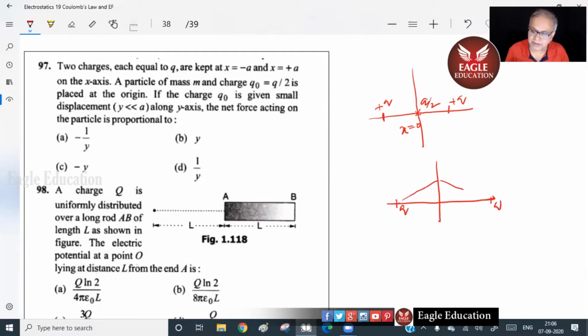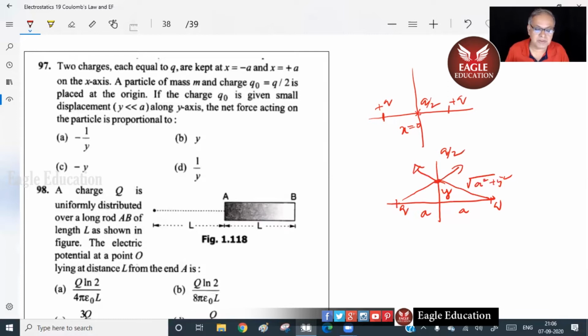But let me say this went by Y. Force here will be this way due to this. This way due to this. This charge is what? Q naught, a Q by 2. Okay. So if this distance is A and this distance is A, this is Y, this distance is root of A square plus Y square under root.